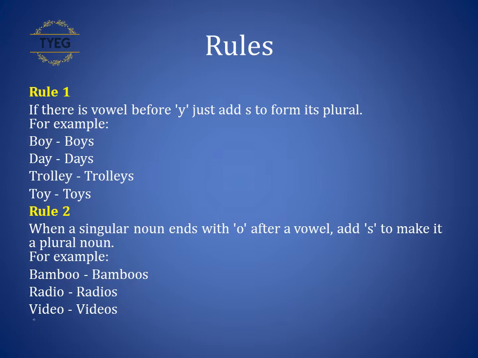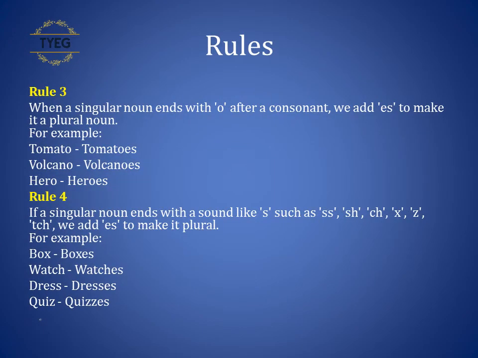Rule 2. When a singular noun ends with O after a vowel, add S to make it a plural noun. For example, bamboo, bamboos; radio, radios; video, videos. Rules. Rule 3. When a singular noun ends with O after a consonant, we add ES to make it a plural noun. For example, tomato, tomatoes; volcano, volcanoes; hero, heroes.